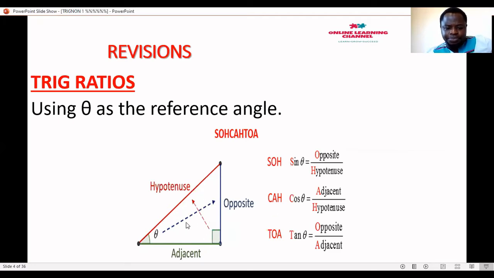Now, if we use the trig ratio sine theta, sine theta will be opposite over hypotenuse, O over H. For cos theta, it will be adjacent over hypotenuse, A over H. And for tan, it will be opposite over adjacent, which is O over A. That way you come up with SOHCAHTOA.